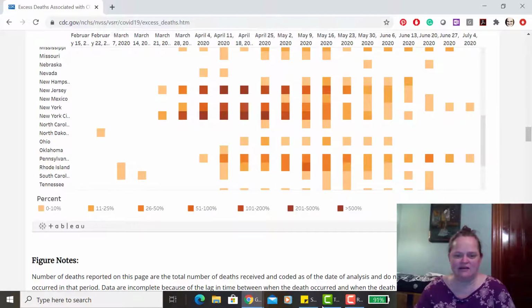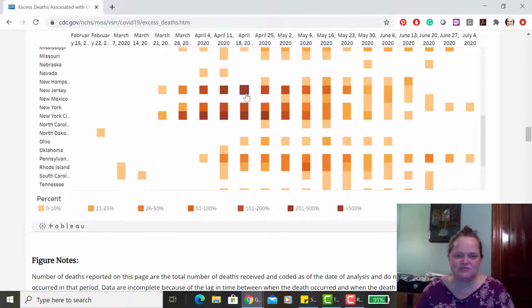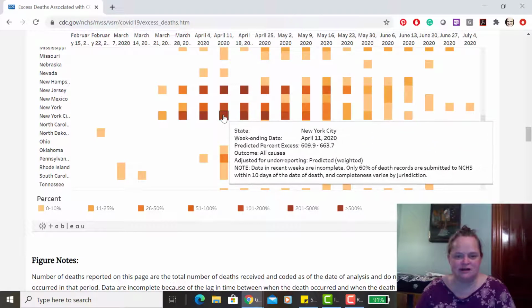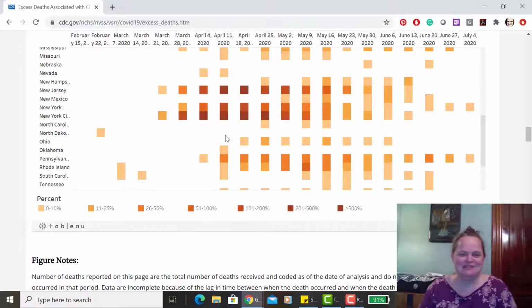I don't like how they colored it because the 201 to 500% and over 500% are so close in color. I still have trouble. They look like the exact same color to me. Maybe my color perception is not that good. But again, we can see week by week. New York City is really bad. And if we select the week ending April 11th, you'll see it's 600% excess mortality. Again, that is really, really bad.